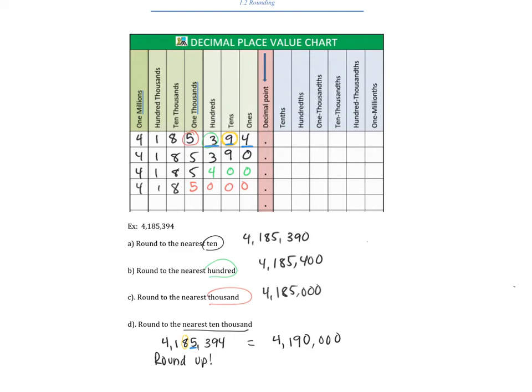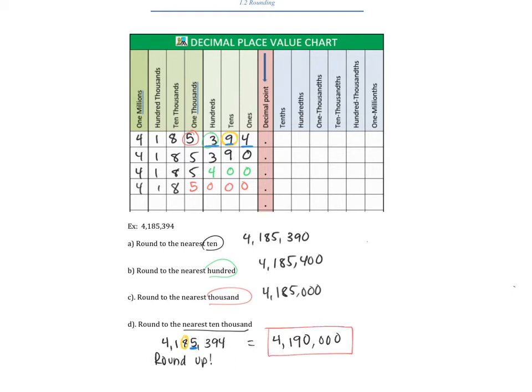So this problem would round up. We would go to our 10,000s place. There's that 8. We look next door to the right. Because that's a 5, it's big enough to round up. So we need to replace our 8 with a 9, and then everything goes to zeros to the right of that 9. So our number becomes 4,190,000. And we are done.